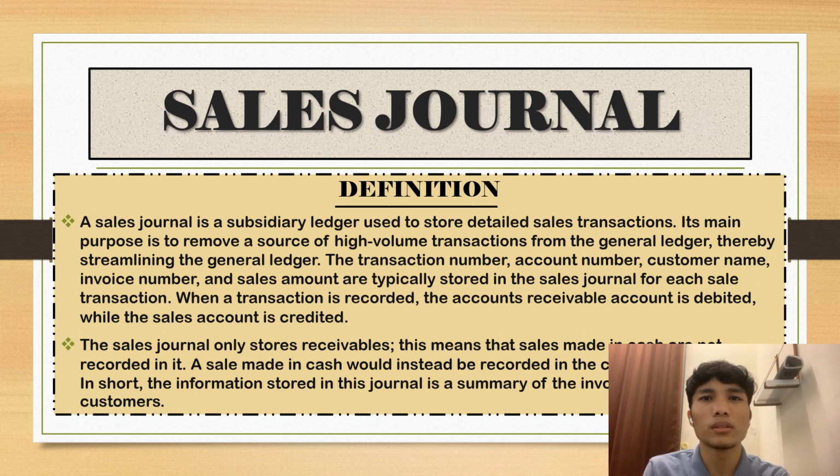The second point is that the sales journal only stores receivables. This means that sales made in cash are not recorded in it. Sales made in cash will instead be recorded in the cash receipt journal. In short, the information stored in this journal is a summary of the invoices issued to customers.